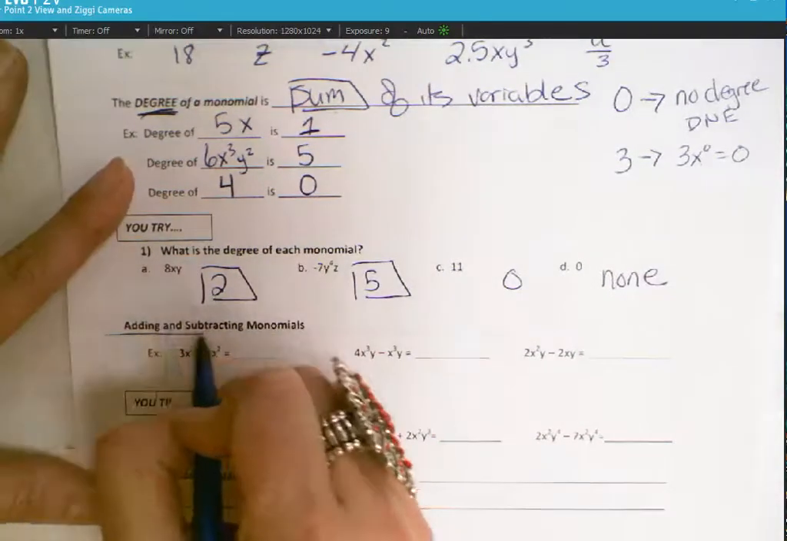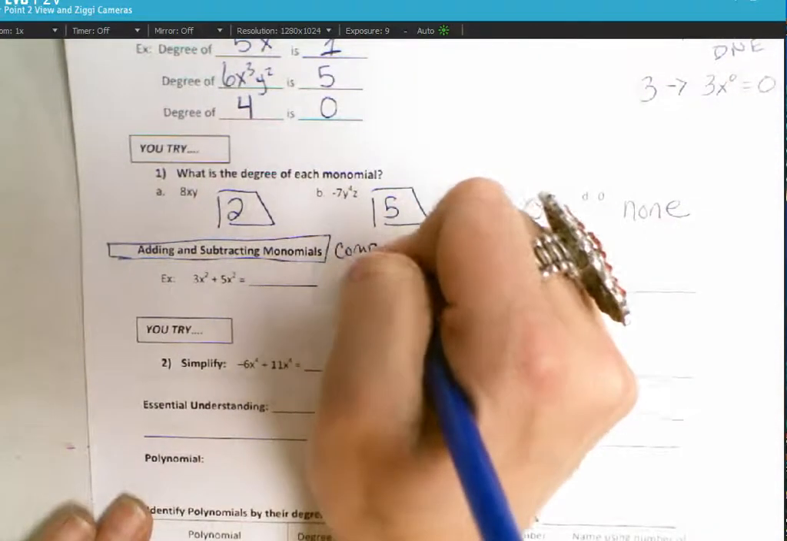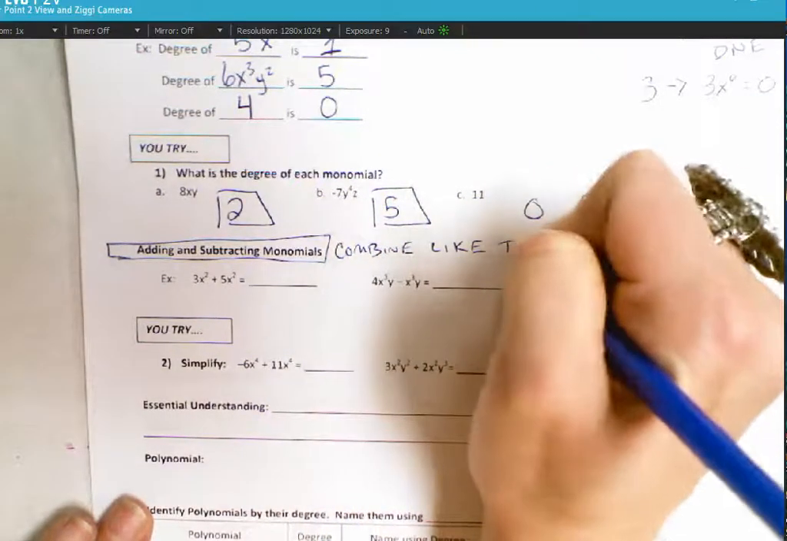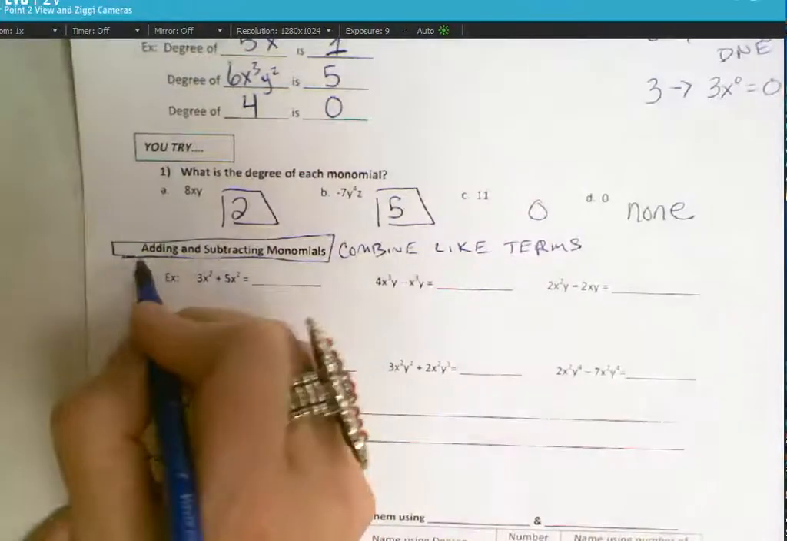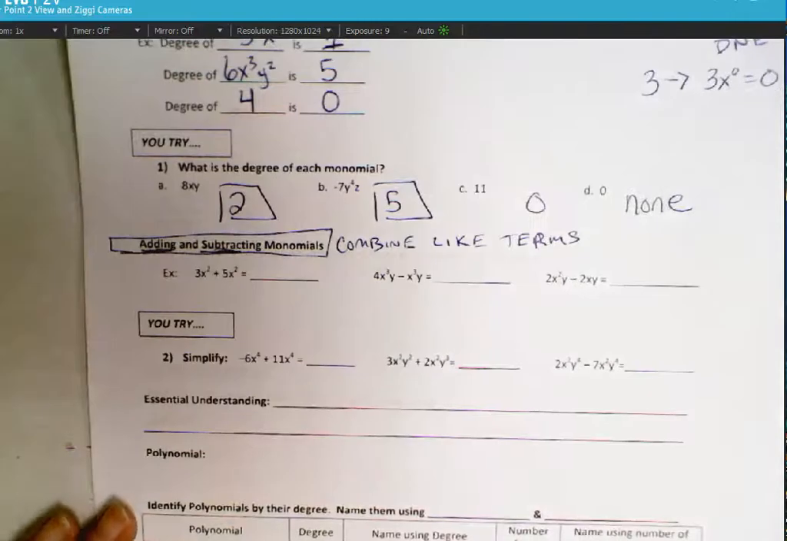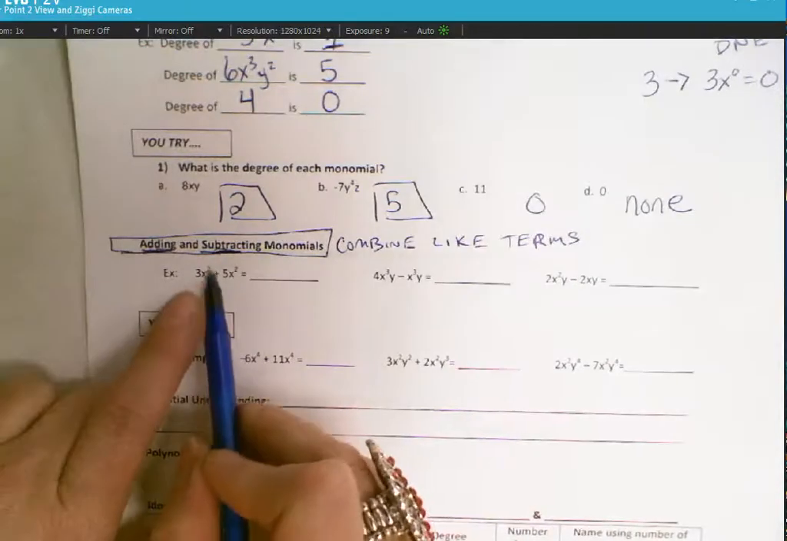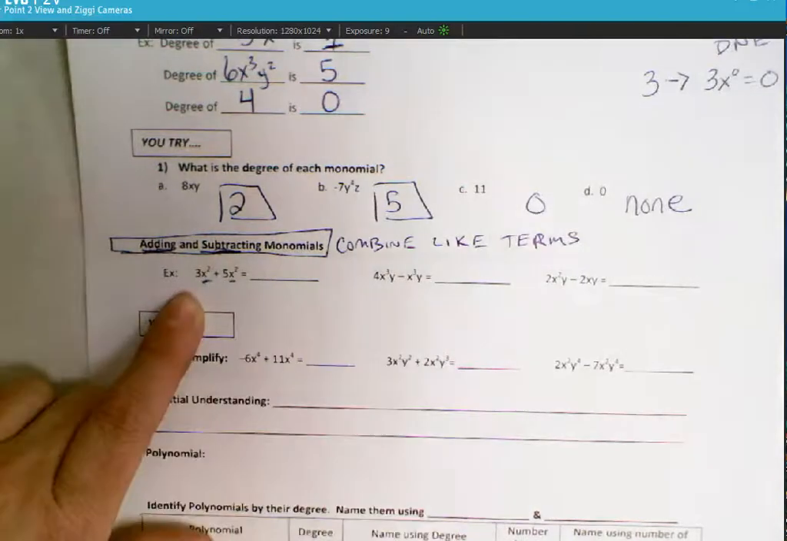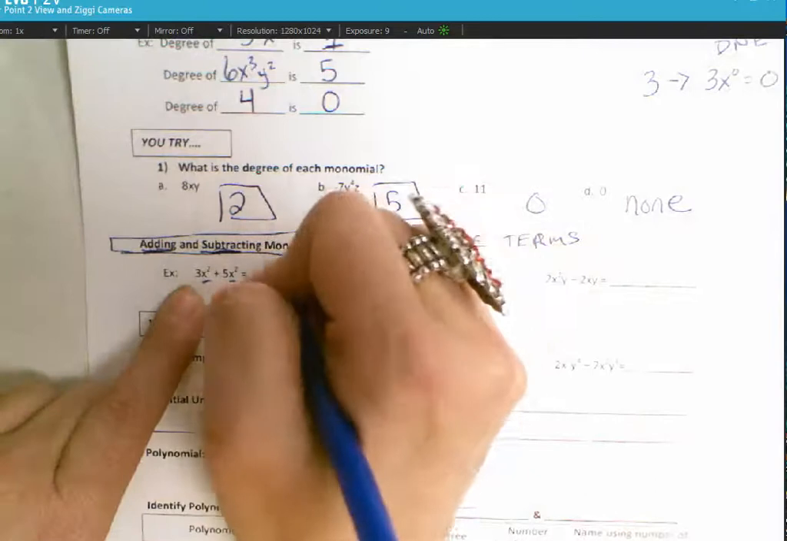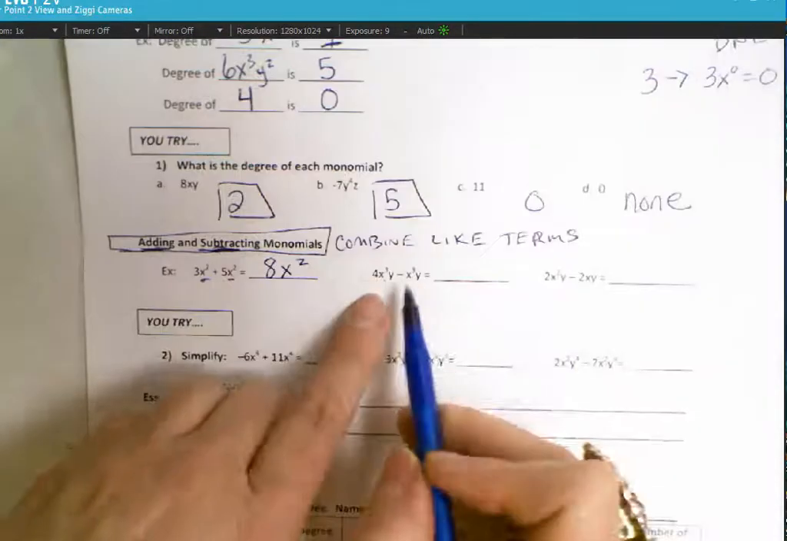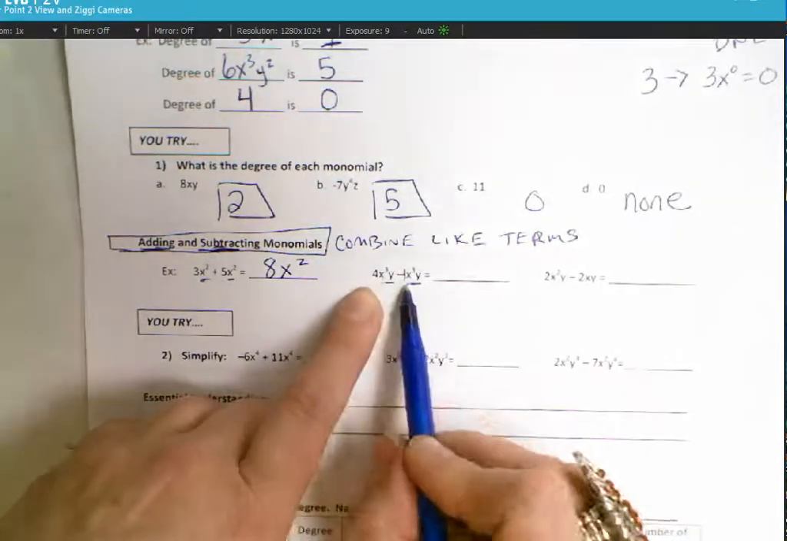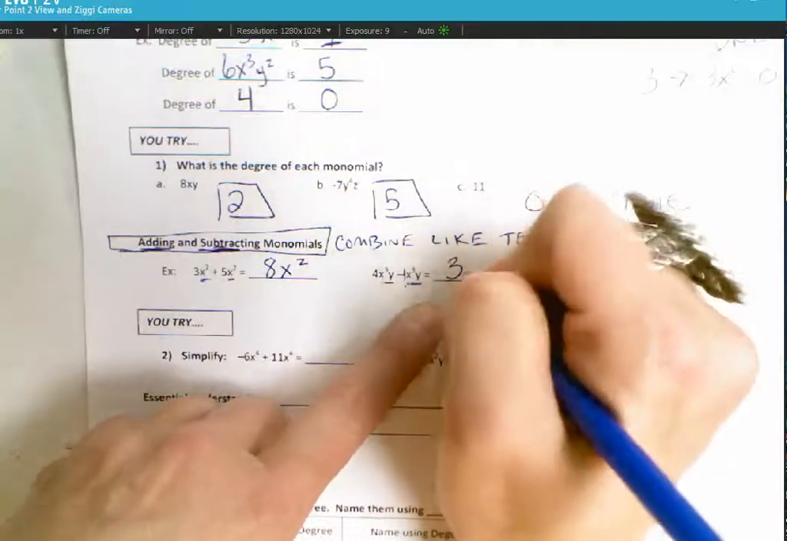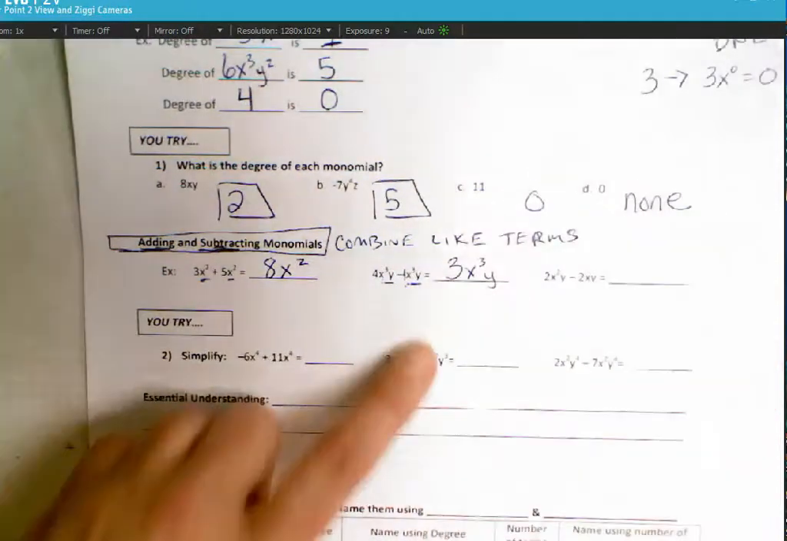Alright, let's take a look at adding and subtracting monomials. You guys have been doing these forever now. All it is, is combining like terms. And remember, like terms means exactly alike. When I have variables and I'm adding or subtracting, the variable combinations have to be identical. The first thing I look at is the variable and its power. X squared and x squared exactly match, so I add their coefficients: 8x squared. Over here, I have x to the third y and x to the third y. They match identically, so I add or subtract their coefficients. 4 minus 1 is 3x cubed y to the first.